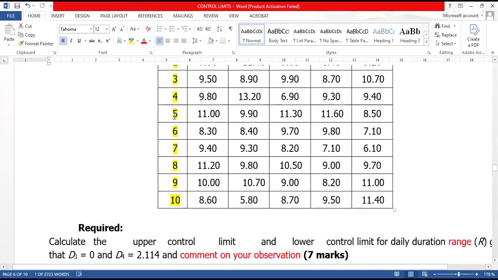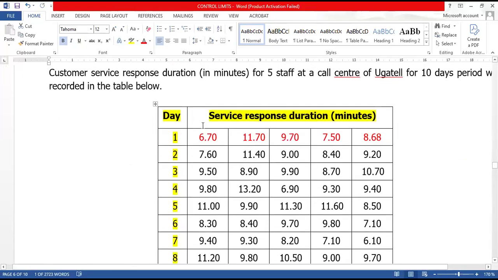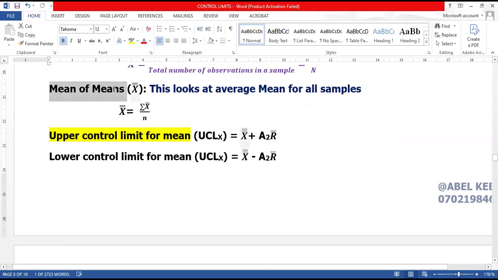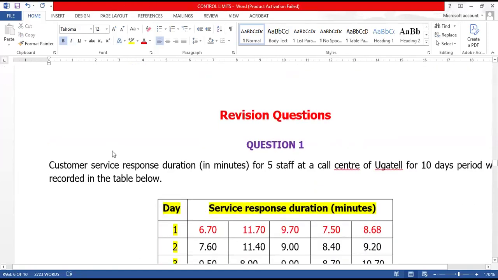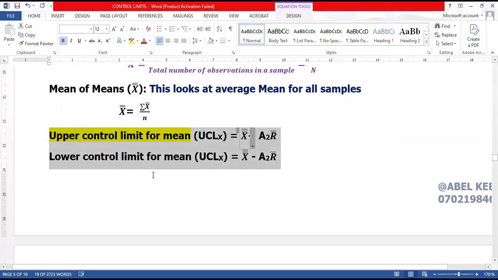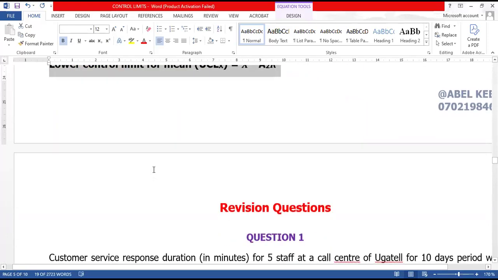But we need only one mean. The mean you get is called the mean of means. You're adding means to get one mean. So you add all the means, then divide by the number of means. That is the formula for the mean of means. It looks at the average mean for all samples. Okay, and that's all. These are the only things you need to clear this area.